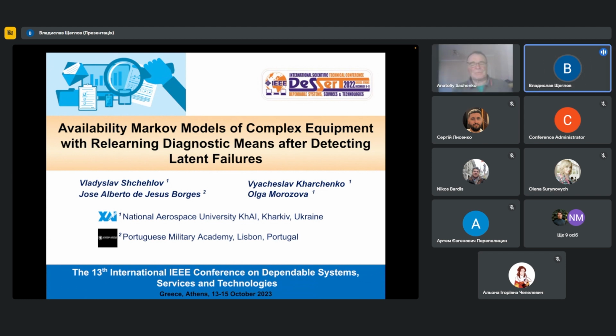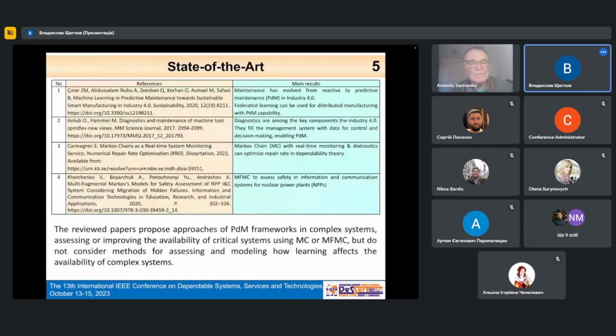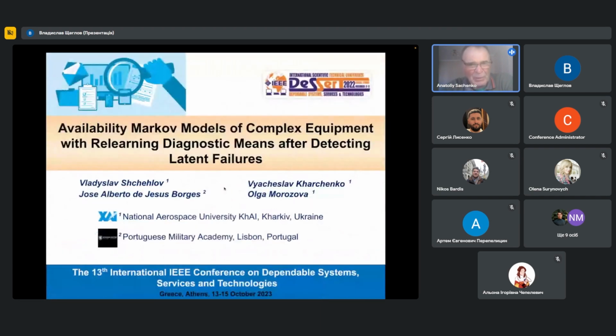Yeah, okay. Thank you for your question. I have this information on this slide. So yes, the main contribution of this work is not to improve availability, but to develop a method that allows to assess how learning... You showed us the state of the art. I ask you about your results in the discussion, probably. What is your contribution in comparison with the related works in the state of the art table?